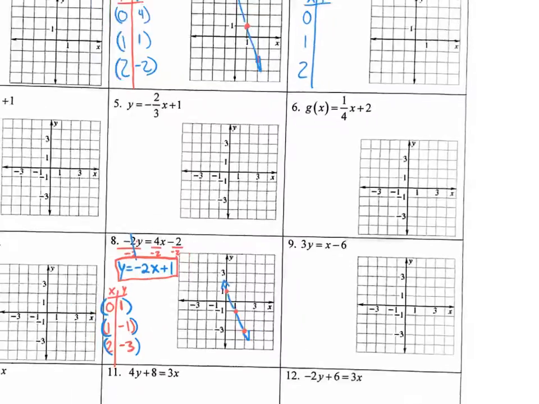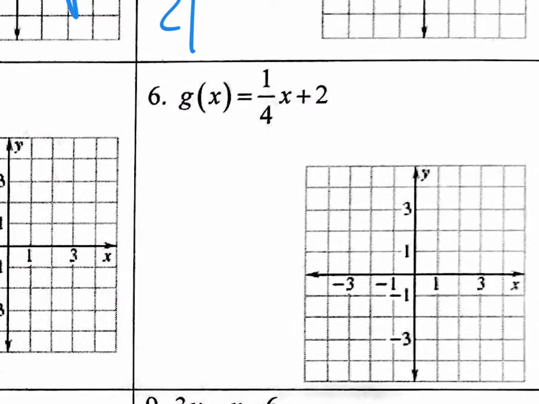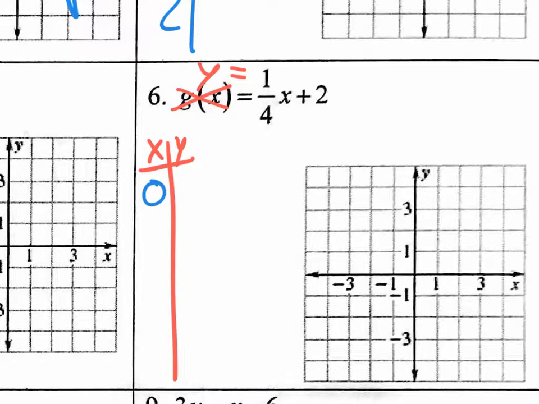6. Remember, g of x is the same thing as a y. So you could just, if you really wanted to, cross that out and put a big y right there. Y equals. Okay. So is it in function form? Is y by itself? Yes, it is. That's right. Okay, so let's do an xy table. Could I plug in 0? Always, because 0 always works. Check it out. 1/4 times 0. What's 1/4 times 0? Anything times 0 is 0. And then 0 plus 2? 2. So that's a nice, easy point.